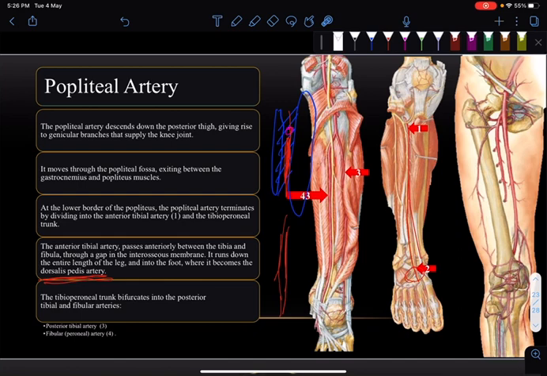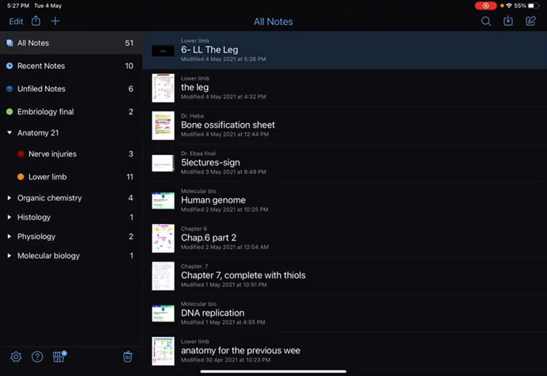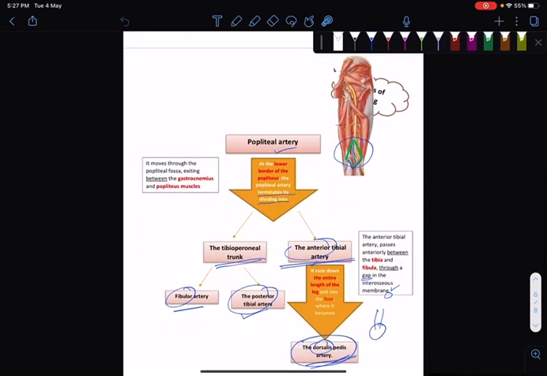The tibio-peroneal trunk, the other division of the popliteal artery, بينقسم لـ posterior tibial artery and fibular artery، تمام. هذا الانتيريور، هون بينقسم posterior tibial artery and fibular peroneal artery. اوكي. نروح في تلخيص مهم حقيقة وبسهل علينا زميلتنا سجا عملته. هيو هذا تلخيص.